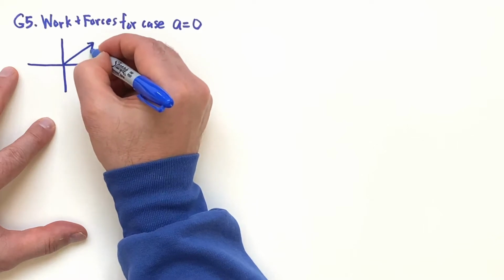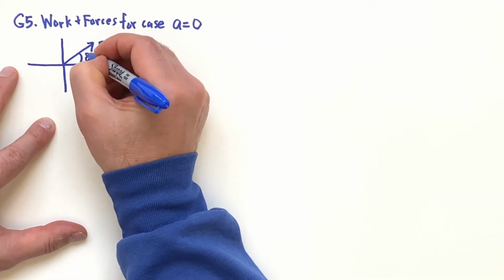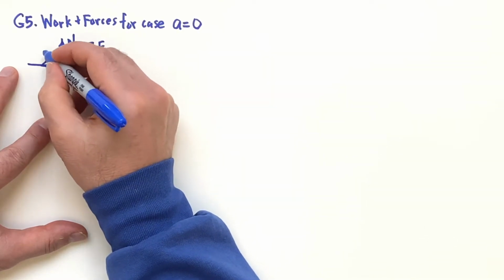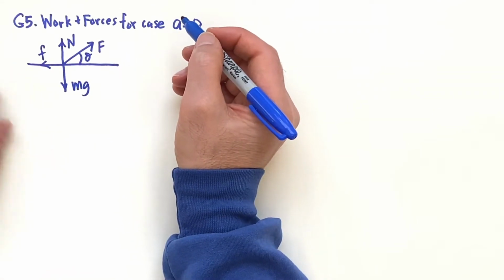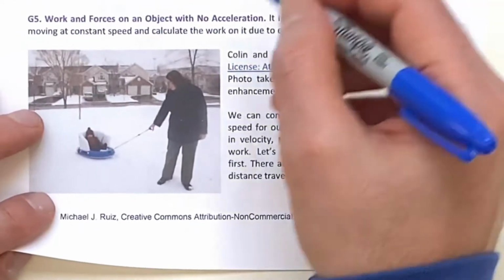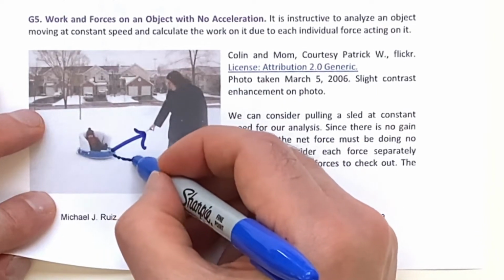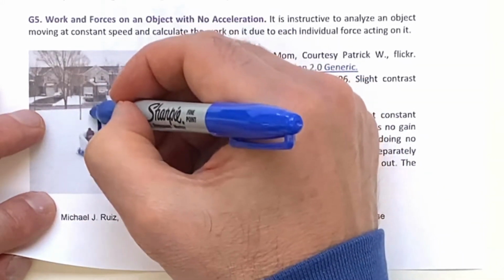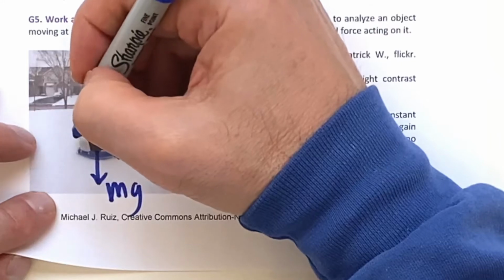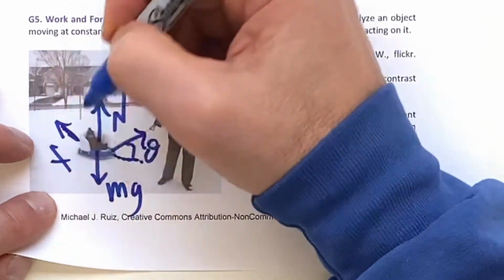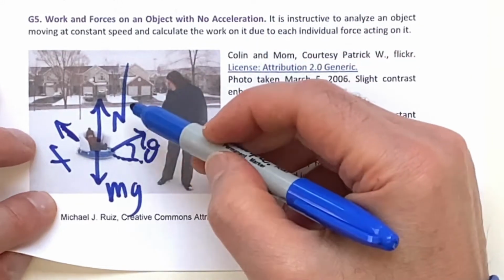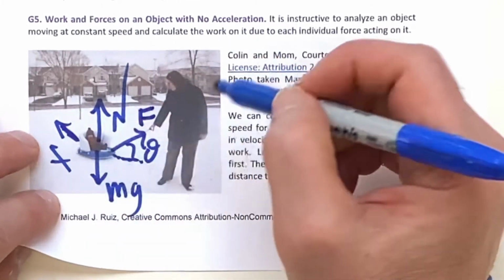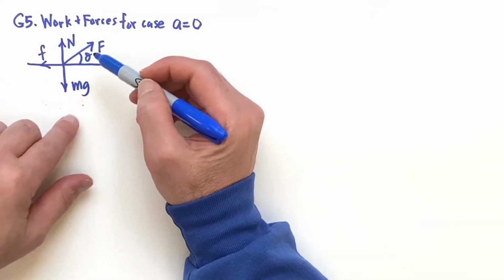We have a force at some angle theta. We have a normal force. We have the weight, and we have the friction. So that's what's going on in this problem here. We have the force at some angle theta. We have the mg pulling down. We have the normal force going up. And we're going to have friction opposing us. So there are the four forces: F, little f, N, and mg.